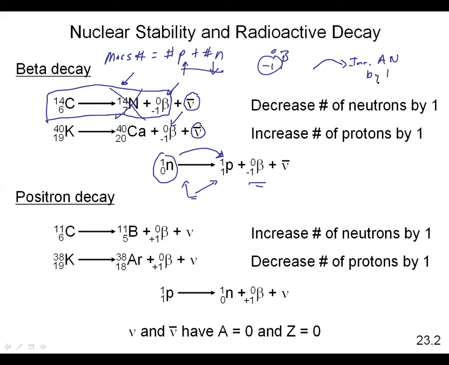So a similar thing here with our positron decay, we're going to increase the neutrons by 1 and decrease the number of protons by 1. And what's happening here overall to produce this positron is we're converting a proton into a neutron.